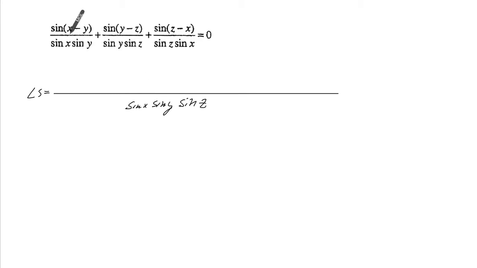So this one with the xy, now it's going to be multiplied by sine of z. And we have the compound angle of x minus y. It's got the y and z, so this is going to have the sine of x. There's an extra factor that needs to be multiplied. Zx is going to have a sine of y.